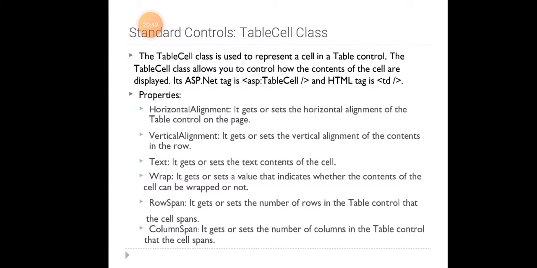The TableCell class allows you to control how the content of the cell is displayed. It may be aligned horizontally or vertically. Set or get the text. Set or get the value that indicates whether the content of the cell can be wrapped or not. Specify the row span and specify the column span.